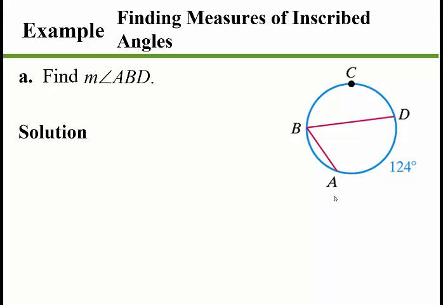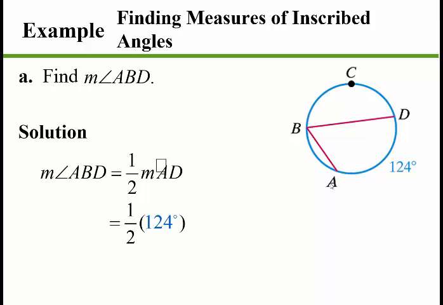All right, so let's do an example. Let's say find the measure of angle ABD. Well, I look here and I see that this intercepted arc here is 124 degrees. So the measure of angle ABD is 1/2 the measure of arc AD, or 1/2 of 124 degrees, or just 62 degrees.